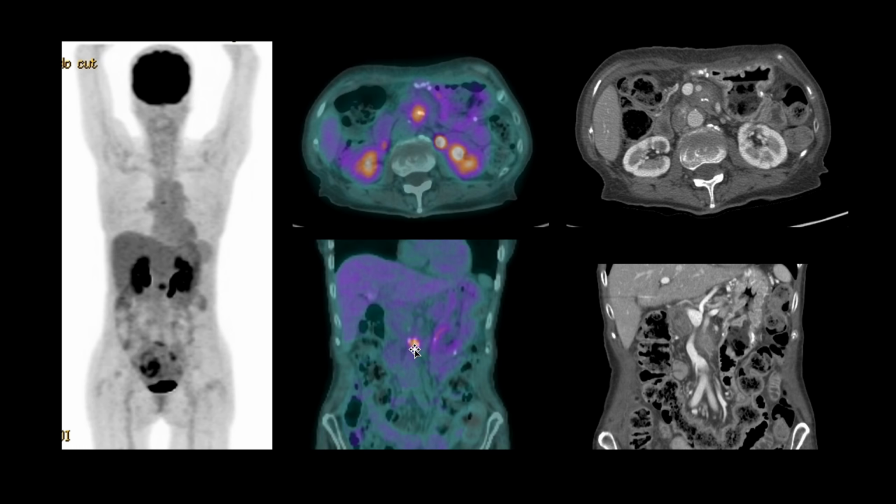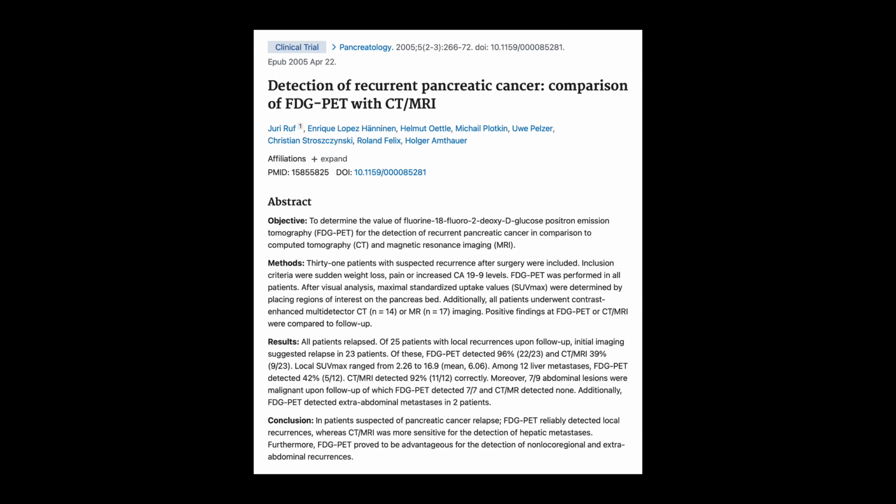And on the contrast-enhanced CT, there is infiltrative, ill-defined soft tissue seen at the site of pancreatic jejunostomy, seen here on the coronal image. This is characteristic of recurrent pancreatic cancer as seen on a contrast-enhanced CT and also seen as focal hypermetabolism on FDG PET. This is a good article on the topic where the authors conclude that in patients suspected of pancreatic cancer recurrence, FDG PET reliably detects local recurrence.